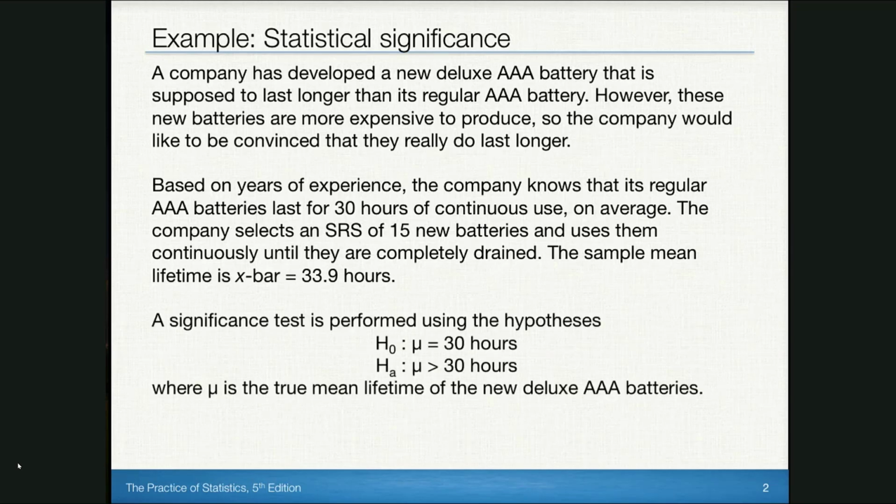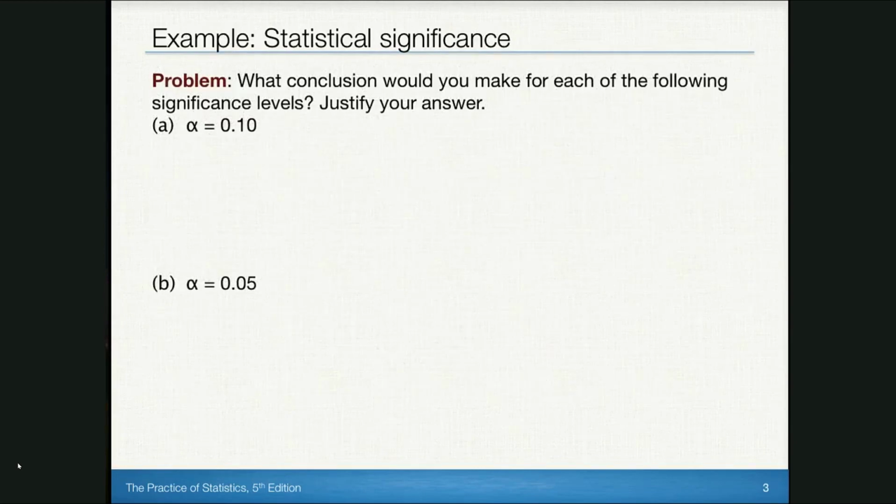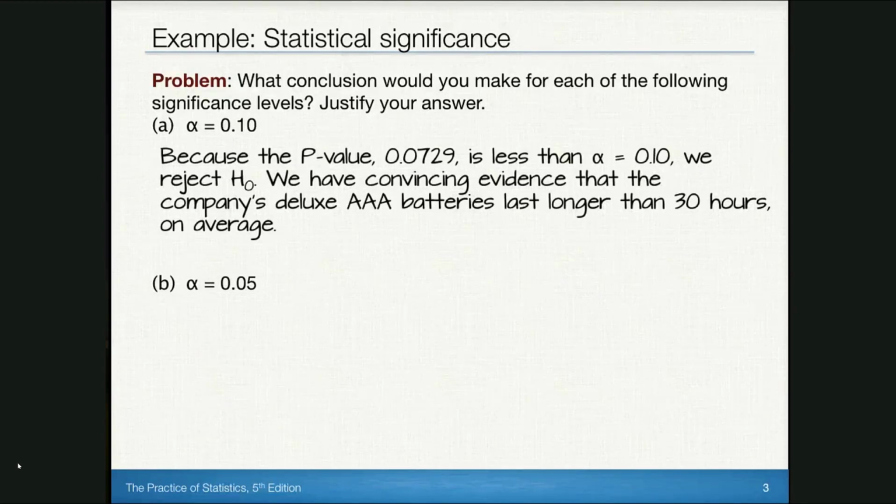Now, a significance test is performed using the following hypotheses. The null hypothesis is that mu equals 30 hours, and the alternative hypothesis is that mu is greater than 30 hours, where mu is the true mean lifetime of the new deluxe AAA batteries. Now let's suppose the resulting p-value is 0.0729. Well, what conclusion would you make for each of the following significance levels? Suppose we looked at alpha equals 0.10. Well, because the p-value 0.0729 is less than alpha equals 0.10, we reject the null hypothesis. That is, we have convincing evidence that the company's deluxe AAA batteries last longer than 30 hours on average.